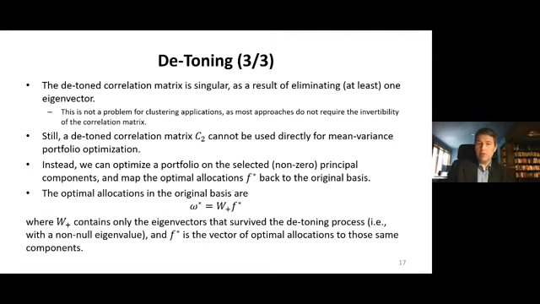The correlation matrix is now going to be singular as a result of removing one or two components, but that's not a problem, because what we can do is optimize the portfolio on this reduced correlation matrix, right? Where we have, again, removed one or two components, and then that solution can be mapped back to the original space. So numerically, this is a relatively straightforward approach.